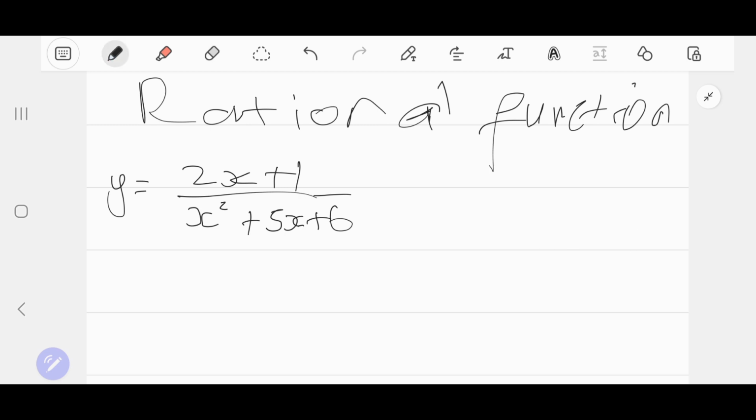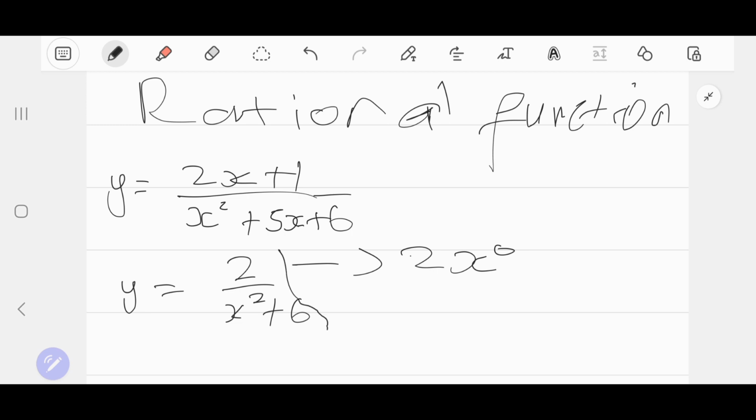The other type of function that is rational is this one: 2 over x squared plus 6. So this is also a rational function. Because remember, 2, people, is made up of 2x to the power of 0. Can you see that? So this one is also a rational function.